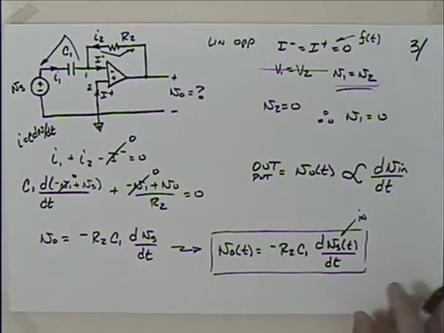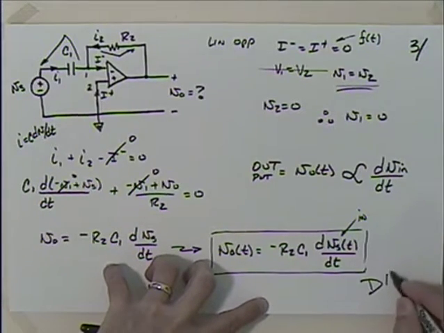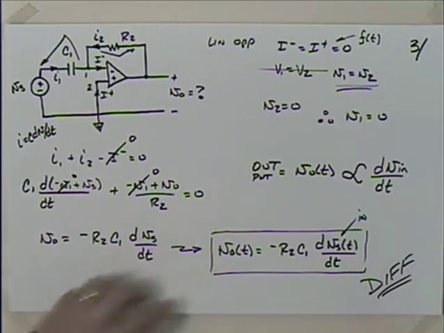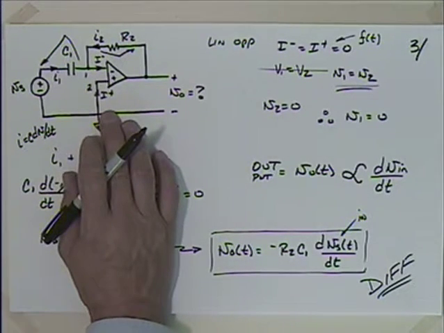Okay? So our output is proportional to the derivative of the input. So what do we have here? We have a differentiator, don't we? So we've actually made an analog computer that differentiates.